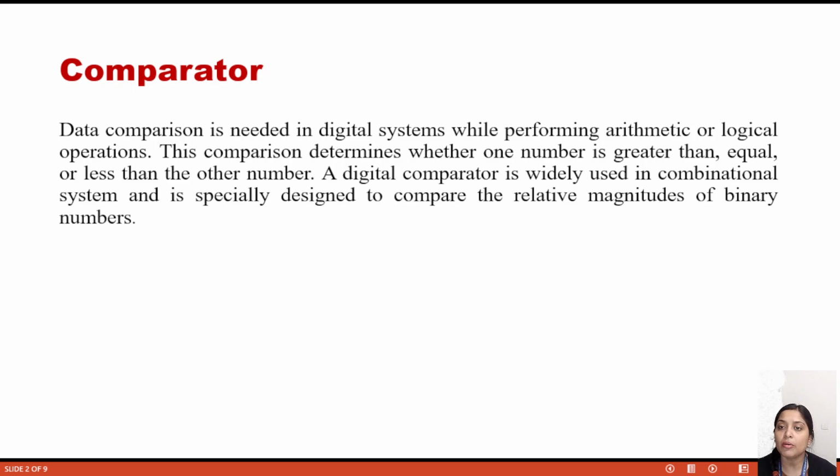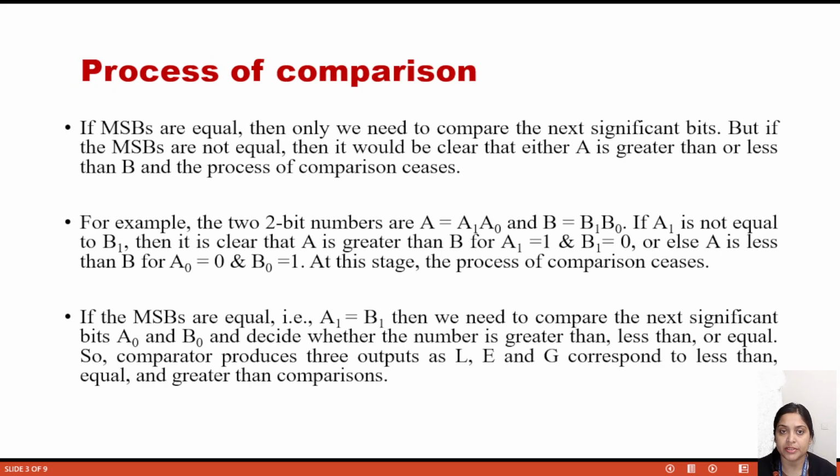A digital comparator is widely used in combinational systems and is specially designed to compare the relative magnitude of binary numbers. Now, what is the process of comparison? First of all, we start from the MSBs of the numbers. If the MSBs are equal, then only we need to compare the next significant bit. But if the MSBs are not equal, then it is clear that either A is greater than or less than B. When I give you the example, it will be more clear.